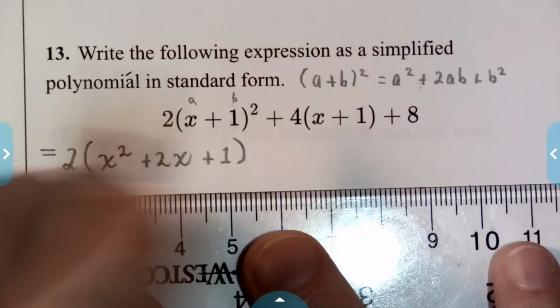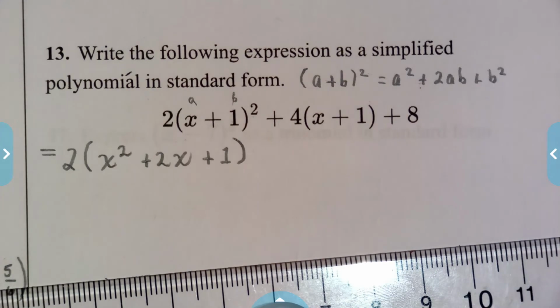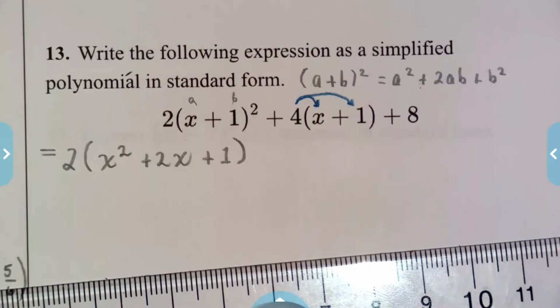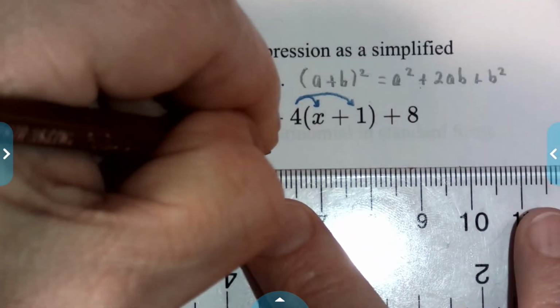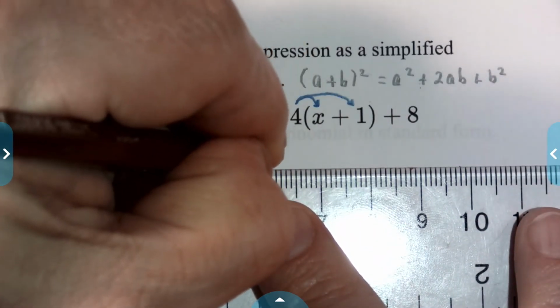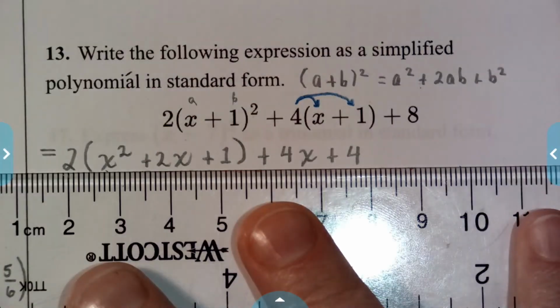This one we can distribute the 4. You see, there's no exponent here that we have to worry about. So we can go ahead and distribute the 4 to the x and the 4 to the 1. And thankfully, it's all plus symbols, so no negatives. Hooray. So that gives me plus 4x. We're going to end up with a combined like term situation here in a minute. Plus 4, plus 8 at the end. Plus 8. Okay.